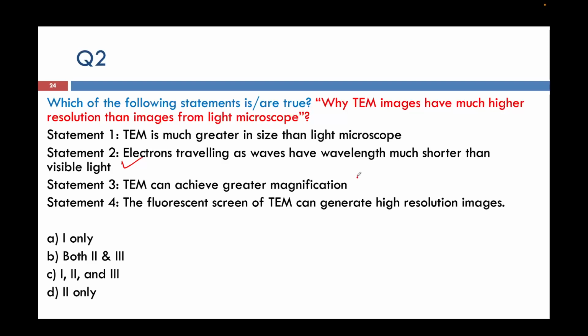Yes, that is also correct, that it can achieve greater magnification. And the fluorescent screen of TEM can generate a high resolution image? The screen does not have any correlation with the resolution of the image, because the screen will only show us the image after the interaction of this electron beam with our material. It only converts the electron signal that is coming after the interaction, and finally converts it into a visible image. So the screen doesn't influence the resolution of the sample.